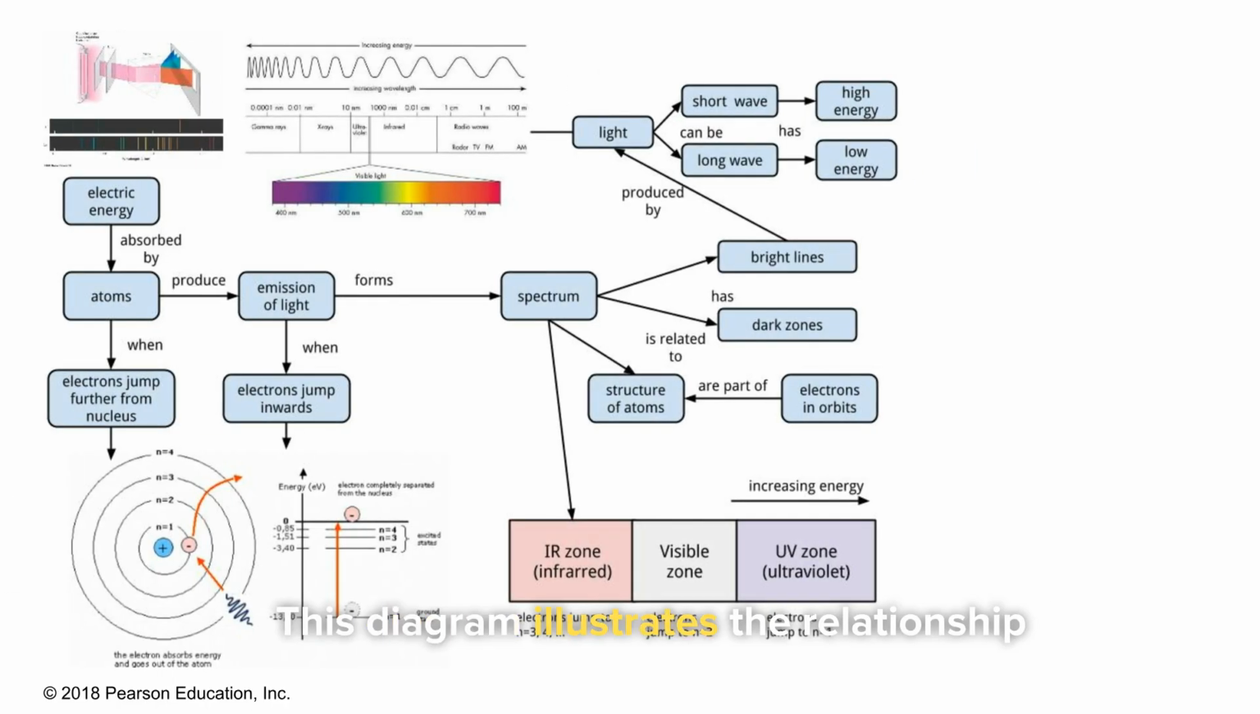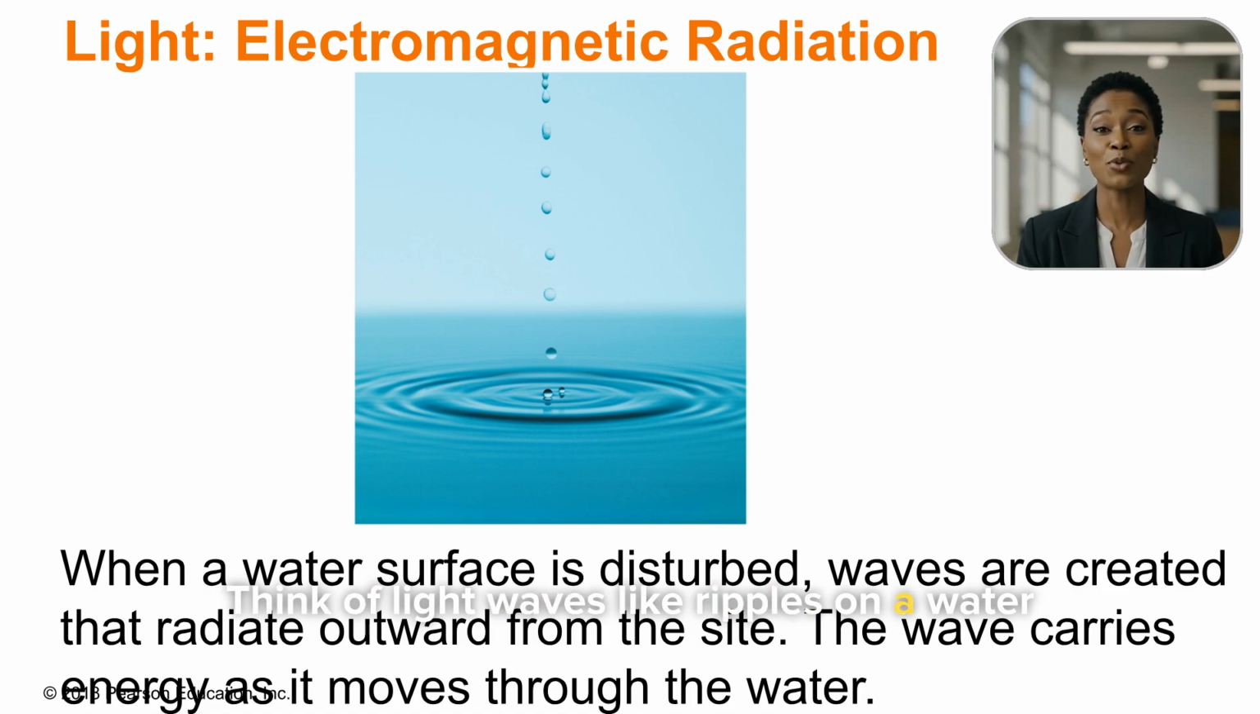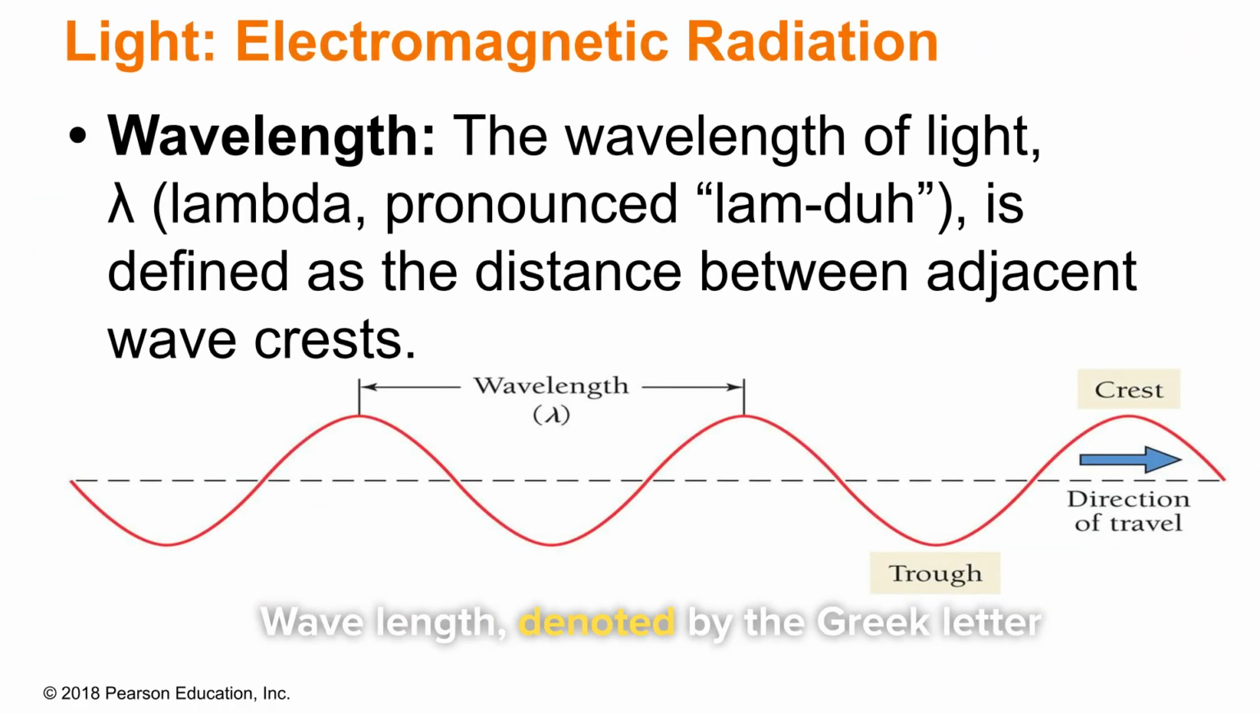This diagram illustrates the relationship between energy, wavelength, and the emission of light as electrons transition between different orbits within an atom. Think of light waves like ripples on a water surface. When the water is disturbed, waves radiate energy outward from the point of impact. Wavelength, denoted by the Greek letter lambda, measures the distance between two adjacent wave crests.